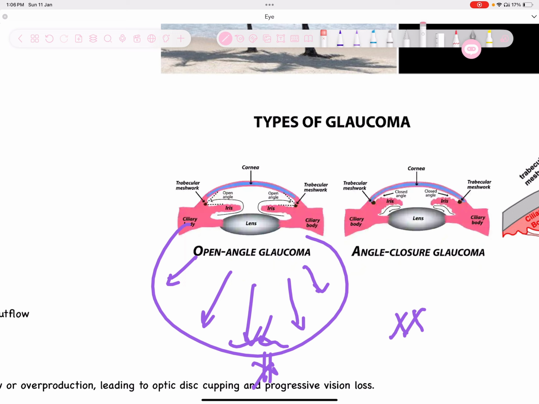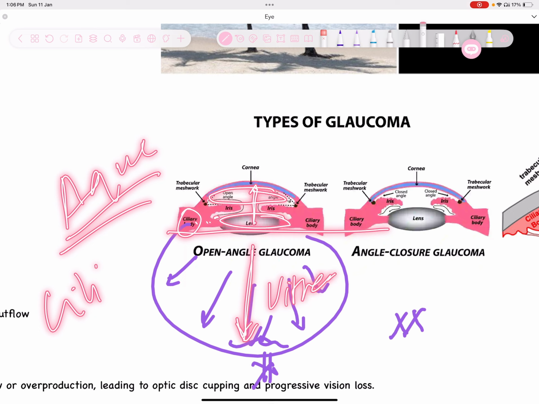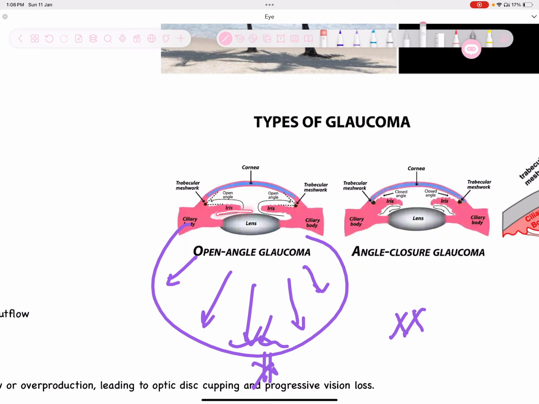And what's the production of aqueous humor? The aqueous humor is produced by the ciliary body. Very important here. This is the anterior section of the eye, and this is the posterior section of the eye. The posterior section has the vitreous humor. The anterior section is divided into the anterior chamber and posterior chamber. The posterior chamber is between the iris and the lens. The anterior chamber is between the iris and the cornea.